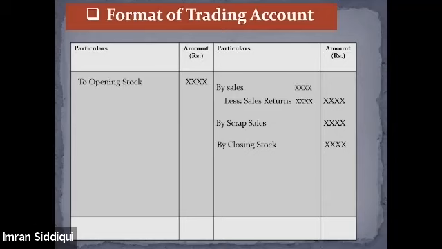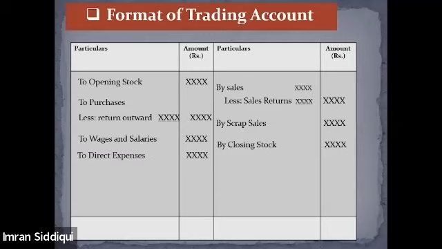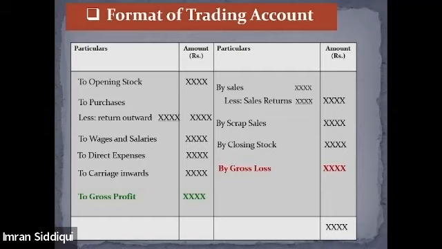On the left hand side of the trading account, that is the debit side, we record the opening stock, purchases less return outward, and all other direct expenses such as wages and salaries, carriage inward, and other factory related expenses. And after putting all the values on the relevant side, we determine the gross profit or gross loss, depending upon which side is greater. If the debit side is greater than the credit side, then we have a situation of loss. If the credit side is more than the debit side, it indicates gross profit.